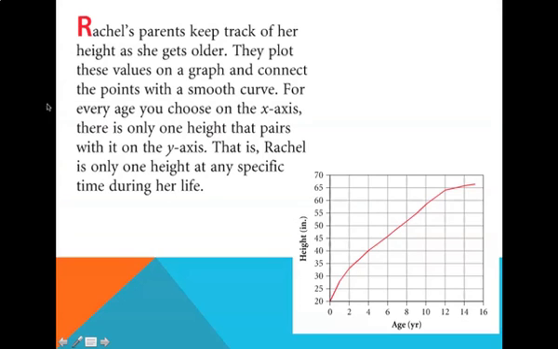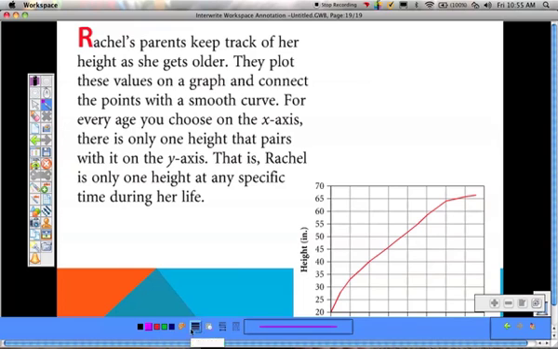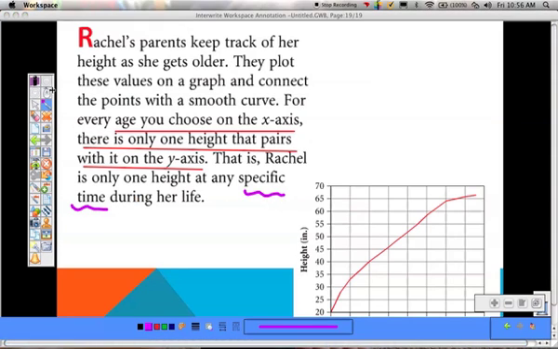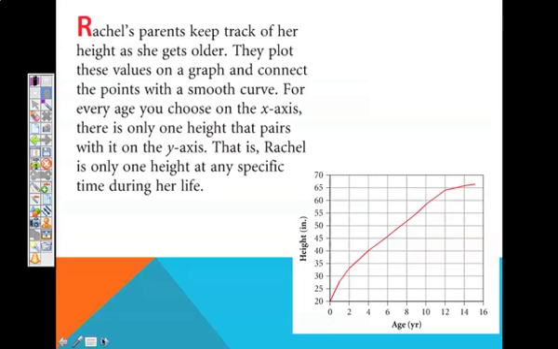For any age that you pick, let me underline the important information. For every age on the x-axis, there's only one height on the y-axis. At each moment in time, you can only be one height. You can't be two heights. So Rachel is only one height at any specific time during her life. So that is a function. For every moment in time, she is exactly one height.